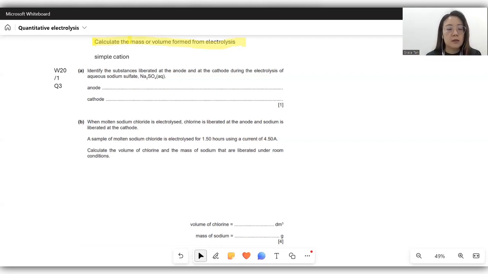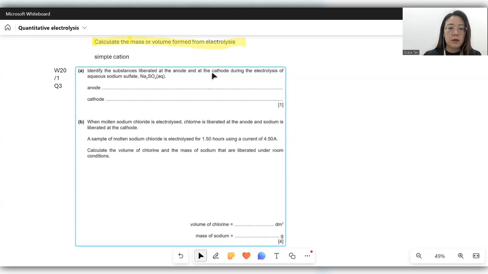Identify the substance liberated at the anode and at the cathode during the electrolysis of aqueous sodium sulfate. Now, if you have not learned about electrolysis, perhaps I will just leave a link around the video here that you can go and click and watch what is electrolysis before you learn how to calculate what is the mass or volume that is being formed.